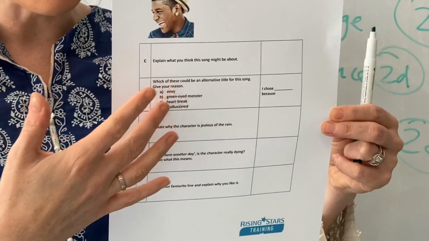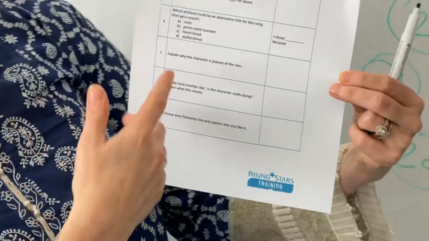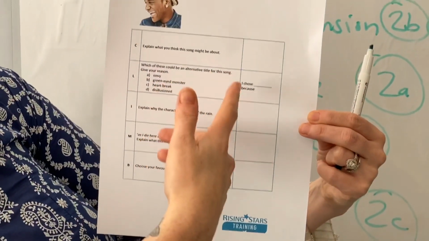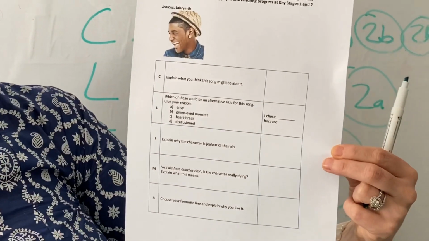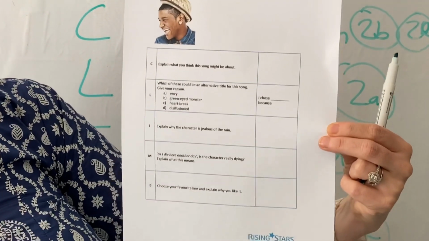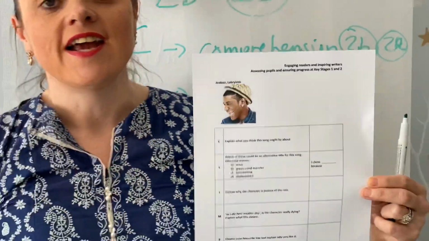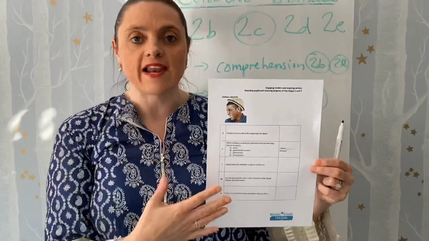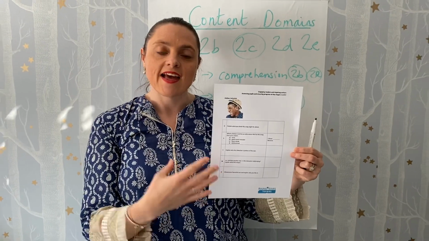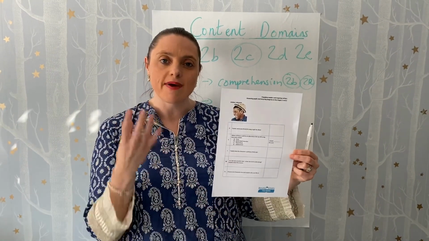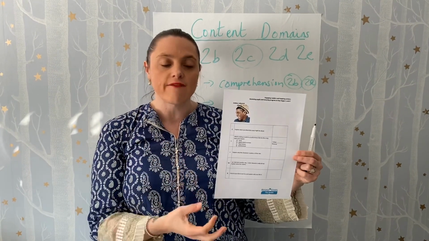And my question was, which of these could be an alternative title for this song, and give your reason. And I gave them a multiple choice of envy, green-eyed monster, heartbreak and disillusioned. Now all of them would work for the lyrics to Jealous, as long as you can justify it. And that's massive, isn't it, in reading, that they can justify their reason.